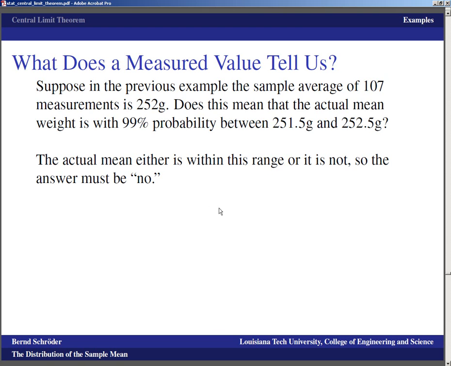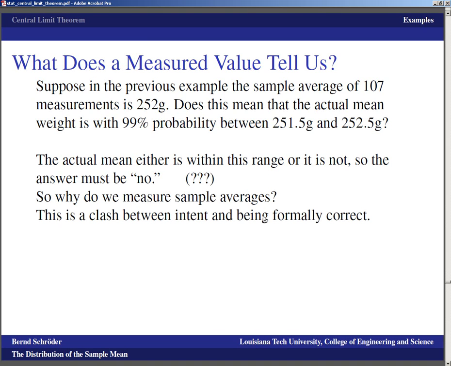It's basically similar to the fact that I don't know the lottery numbers for next week's drawing. That doesn't change my probabilities in any way through any kinds of analysis. The numbers are going to be what they are. So that is kind of strange, right? Because we set all this stuff up and talk about probabilities, and in the end, we still get an answer that is yes or no. So why do we measure these sample averages at all?